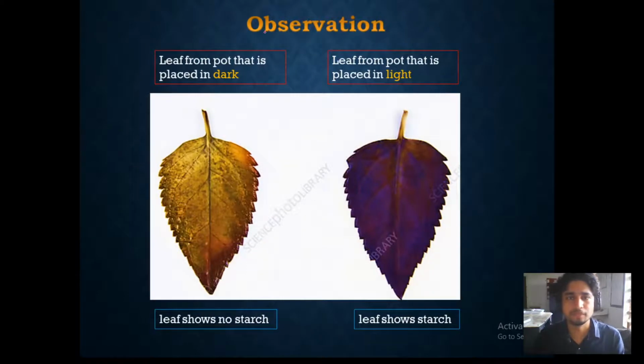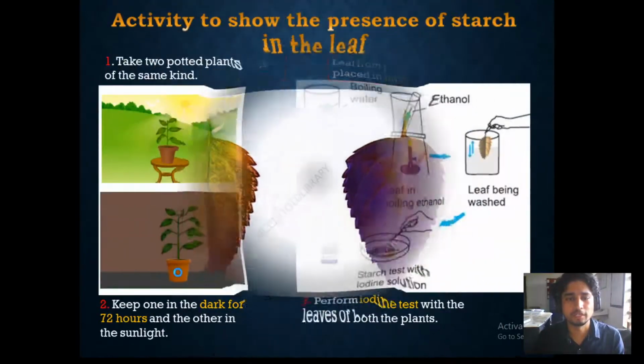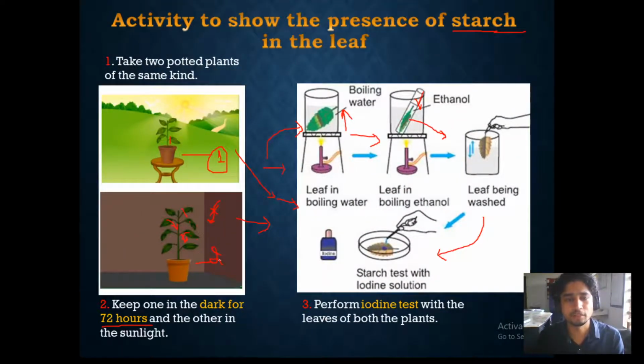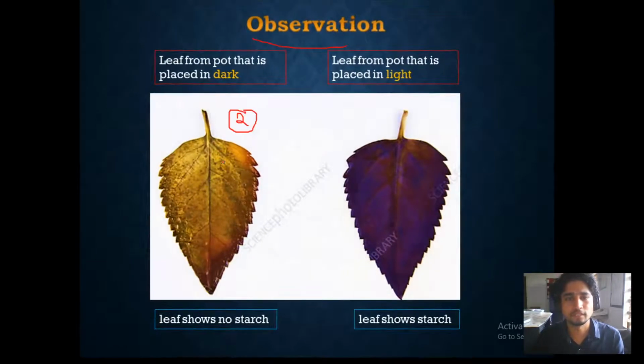If you see here in the observation, the leaf that is coming from part number 2 will be like this. We know part 2 was placed inside the dark room. So when we test for starch, we don't find any color here. When we don't find any blue color, we can say that this leaf has no starch, which means it has not undergone photosynthesis. And why has it not undergone photosynthesis? Because there was no sunlight, since it was placed inside the dark. That's why it could not do photosynthesis.